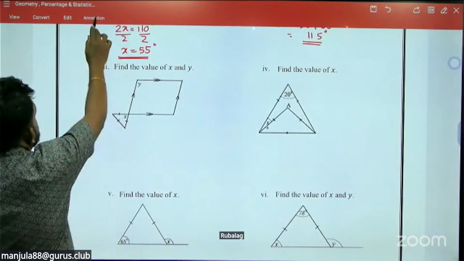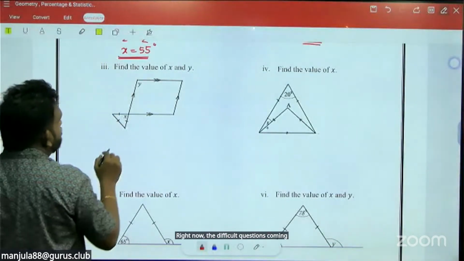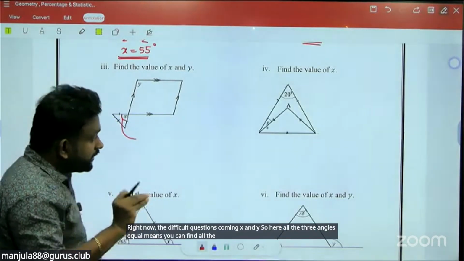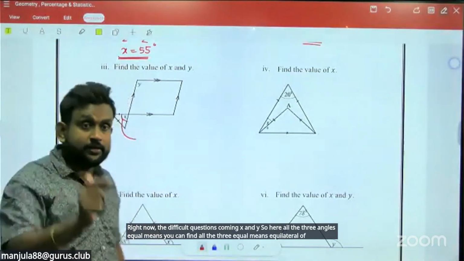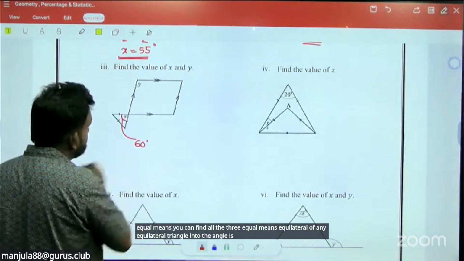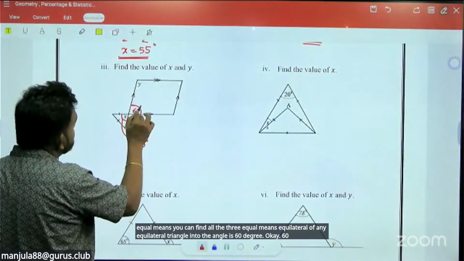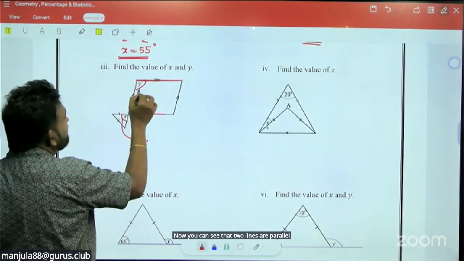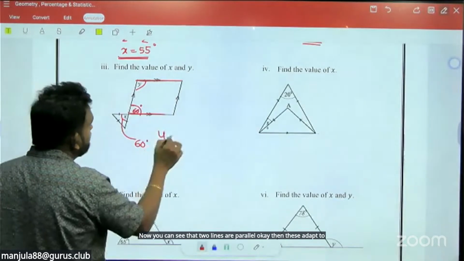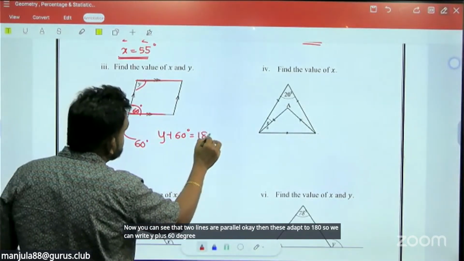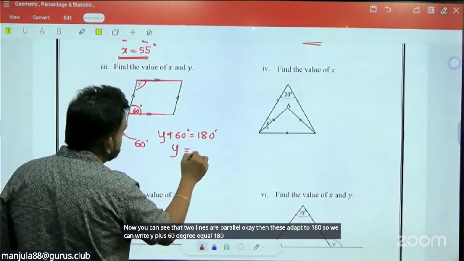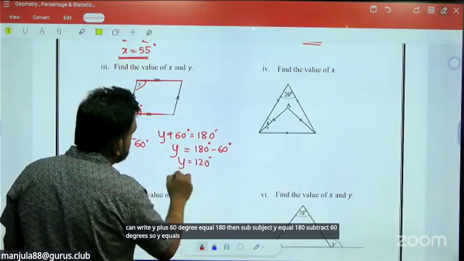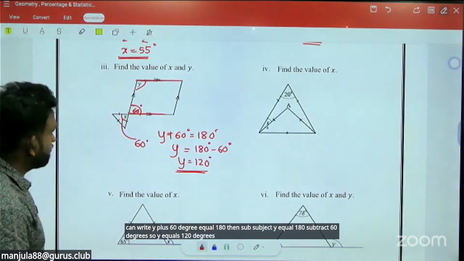Right, now the bit difficult questions are coming, x and y. Here all the three angles are equal, which means it is equilateral. Of any equilateral triangle, the interior angle is 60 degrees. So x is 60, and here also you mark 60 degrees. Now you can see that two lines are parallel, so these add up to 180. So you can write y plus 60 degrees equals 180. Then making y the subject, y equals 180 subtract 60 degrees. So y equals 120 degrees.